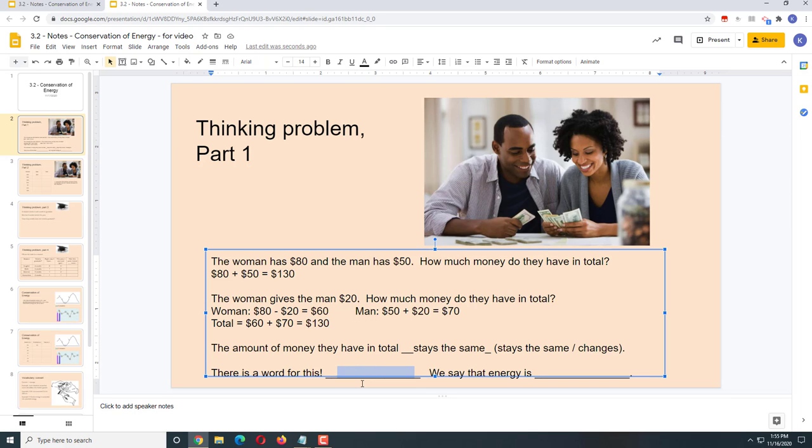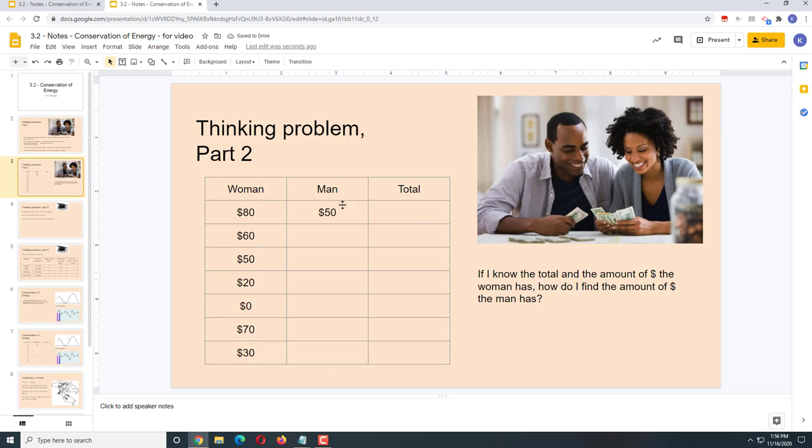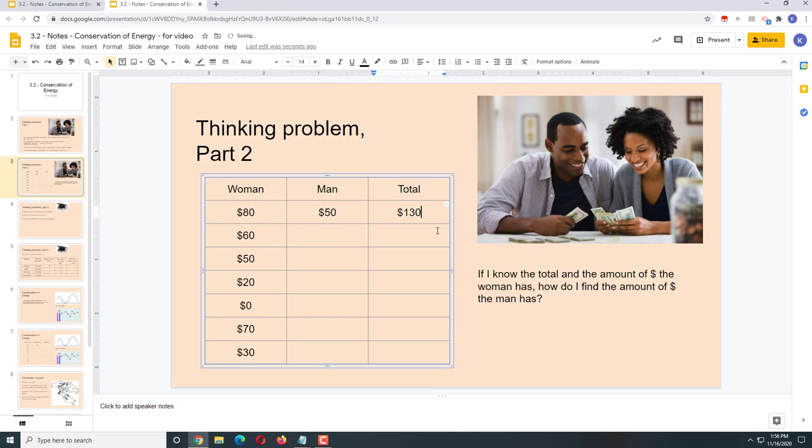There's a word for this. That is conservation. We say that energy is conserved. So the total stays the same. It's 130 the whole time.